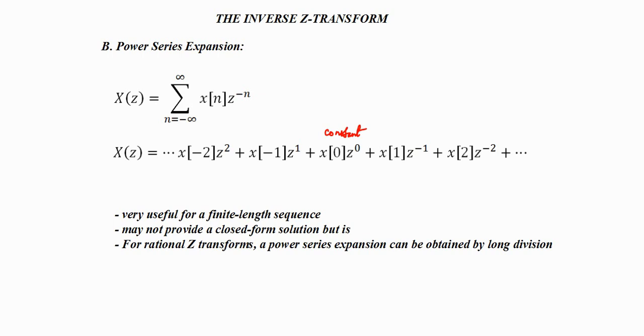This method is useful when the signal is a finite sequence. For an infinite sequence we can also use this particular method, but it is very useful when it is a finite sequence. Another important point: it is very difficult to write the final answer in closed form, something like x of n equal to some relation in n. Normally we will get a series, so that is one main problem of this particular method.